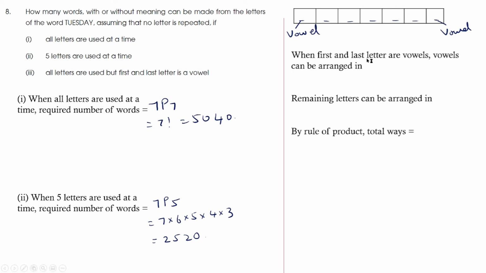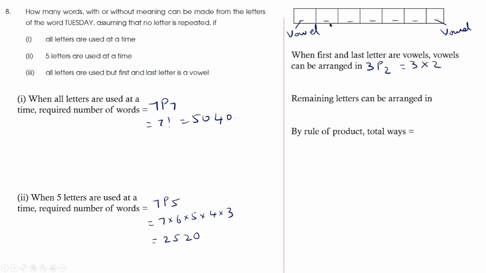So when first and last letters are vowels, here we have 3 vowels, U, E and A, and we have 2 places. So the 3 vowels can be arranged in 2 places in 3P2 ways, which is equal to 3 into 2.